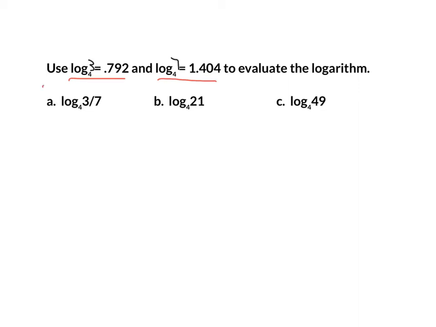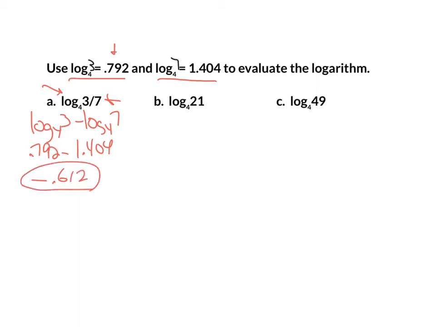The first one says log base 4 of 3/7. Remember, when I have division, that means I can break it up like this. I can do log base 4 of 3 minus log base 4 of 7. That's what the property said. If you have division, it represents subtraction. Log base 4 of 3 is 0.792. Log base 4 of 7 is 1.404. I'll take my calculator and subtract those real quickly, and I get negative 0.612. There you go. I'm going to punch it in and make sure you get the same thing.